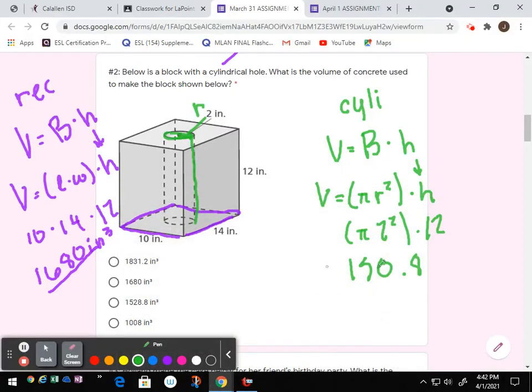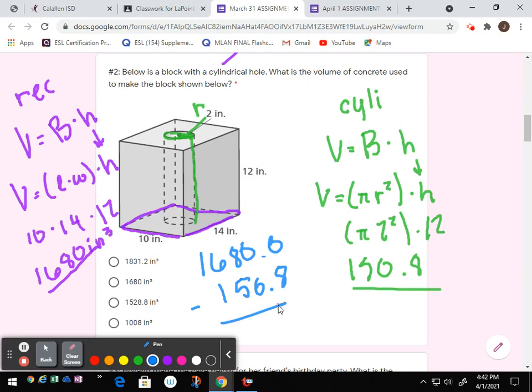So now we have these two numbers. Here's our volume for our cylinder. Here's our volume for our prism. Now we see that it's a hole inside the prism. So we're not going to add the two. We're going to subtract the two. If we see one shape inside of another shape, we subtract. So we have 1,680 minus 150.8. When we subtract those two, we get 1,528.8 inches cubed, which is your answer for number 2.